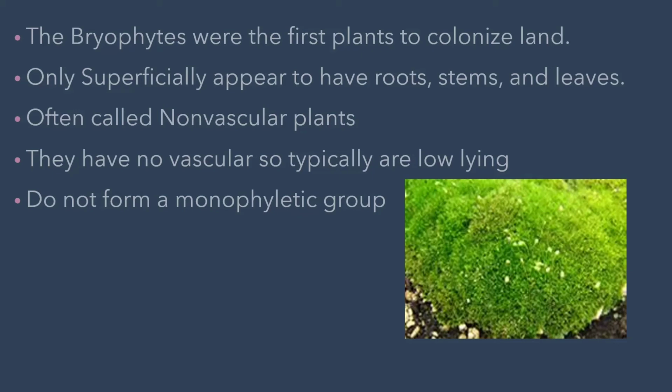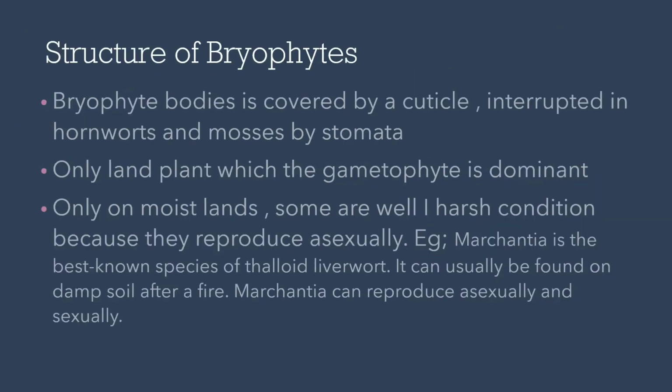They also typically are low-lying, like in the picture. They do not form a monophyletic group. An incomplete fossil record makes it difficult to tell how closely related the various bryophytes are. Bryophytes' bodies are usually covered by cuticle, but it is interrupted in hornworts and mosses by stomata. They also have apical tissues that produce complex tissues.